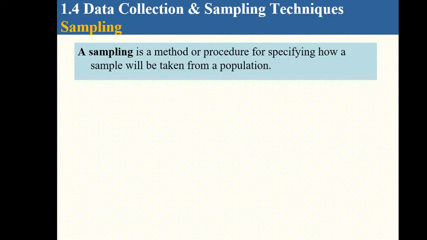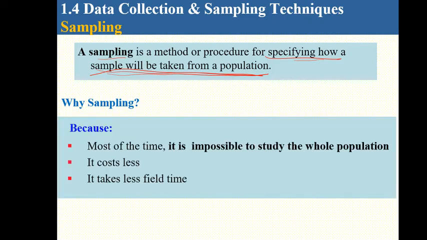Now, as we do sampling, sampling is basically just taking samples from the population. So it's a method or procedure for specifying how a sample will be taken from a population. Now, why do we take samples from the population? Because simply it's impossible to study the whole population most of the time, and it will cost less, take less time, and take less energy. Instead of dealing with millions of people, it's better to deal with just 100 people or 1,000 people.